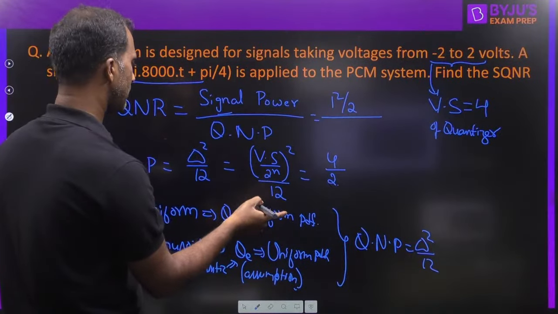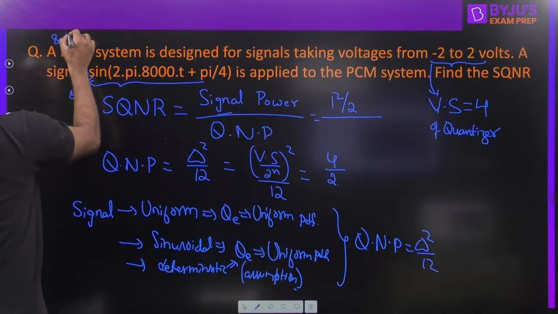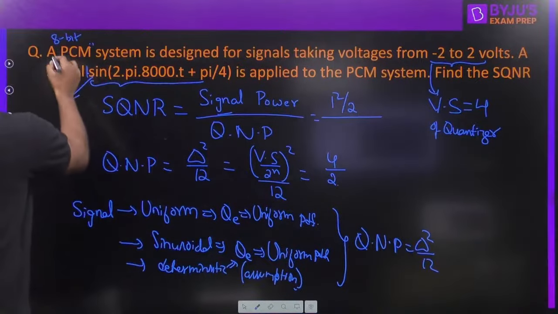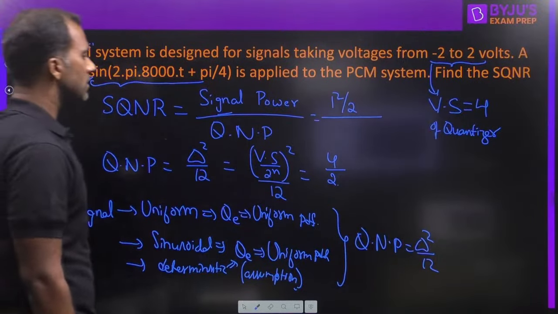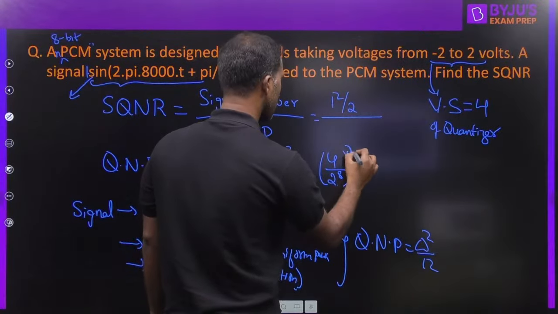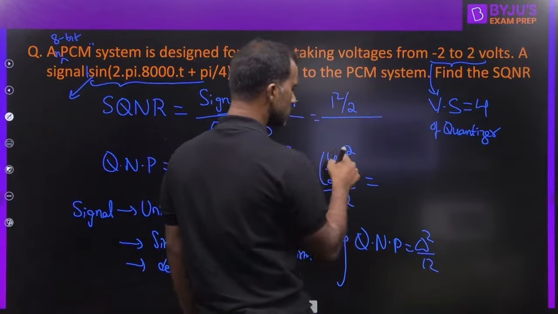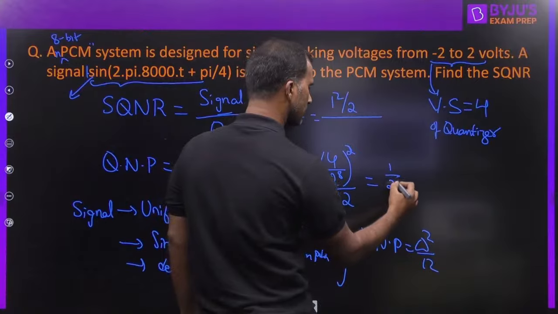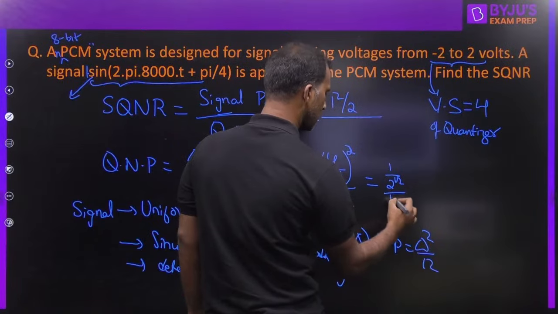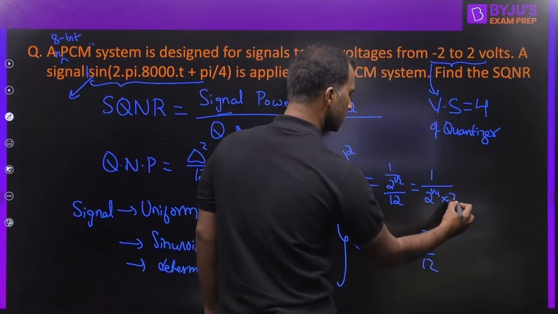Find the SQNR. So the n value is not given, right? Okay, let me give you the n value here. Let me give it as an 8-bit PCM system. So the n value is also given. It is (4 divided by 2 to the power of 8) whole square divided by 12, which is equal to, so 4 is 2 power 2, if you cancel it, it is 1 by 2 to the power of 6. This is (1/2 power 6) whole square, which is 1 by 2 power 12, divided by 12, which is equal to 1 by 2 to the power 14 into 3.